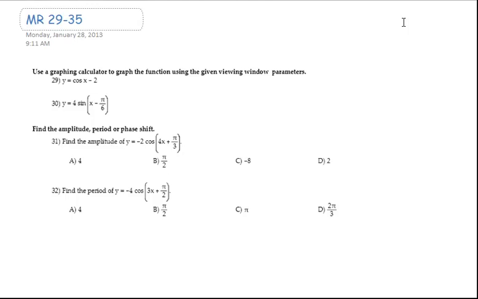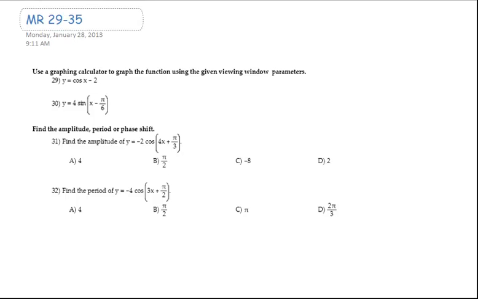So we're going to work on 29 through 35 now, and it says to use a graphing calculator to graph the function using the given viewing window parameters. Pay no attention to that direction. I don't know why that was given. What we basically want to do is graph the function cosine of x minus 2.